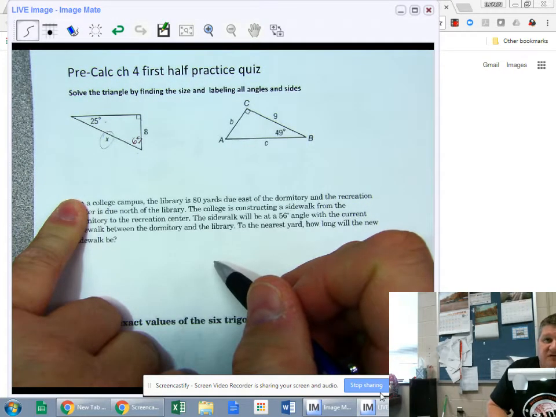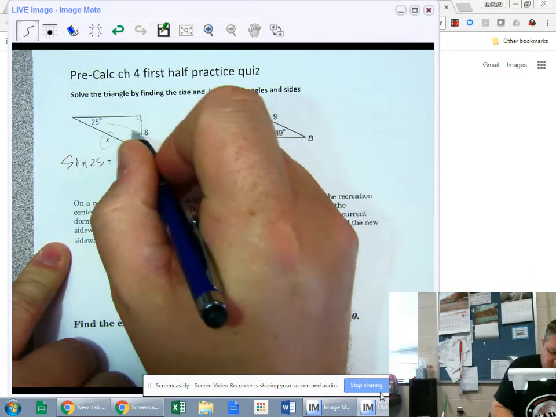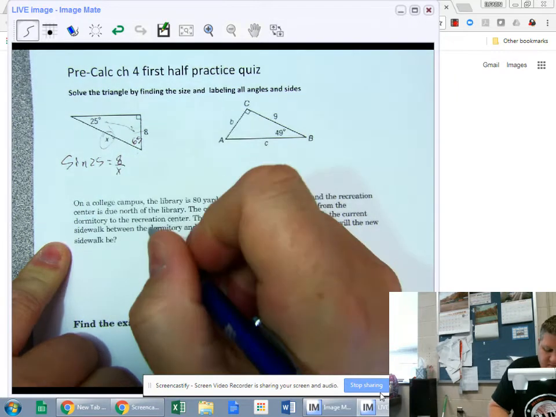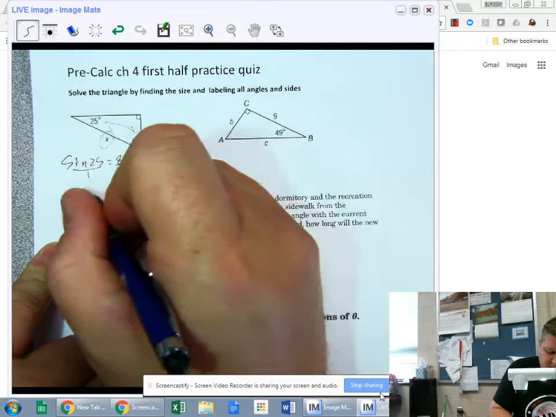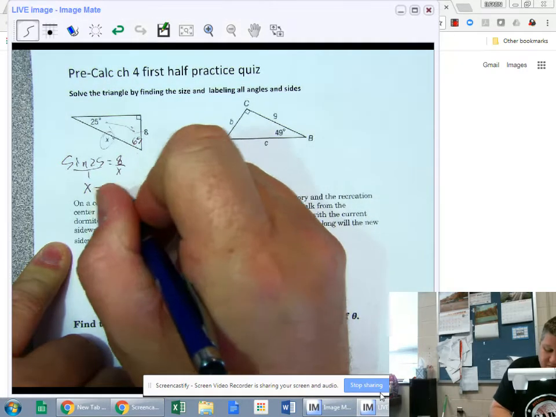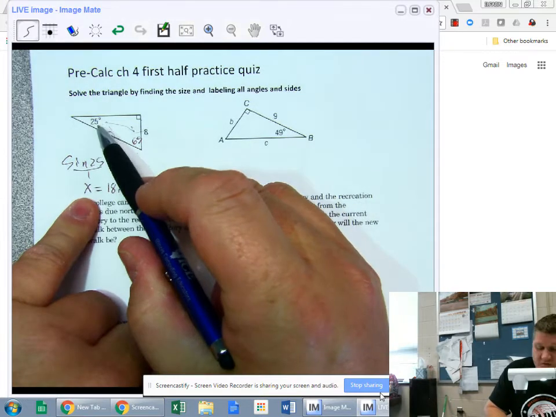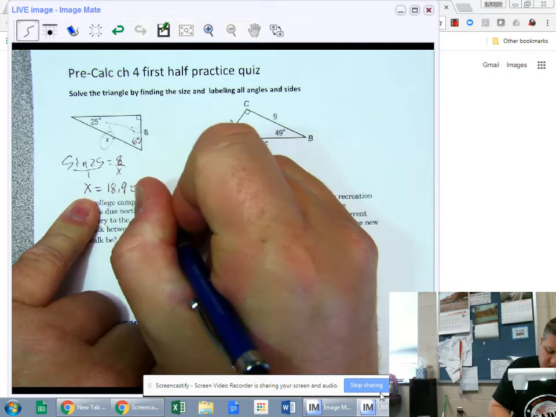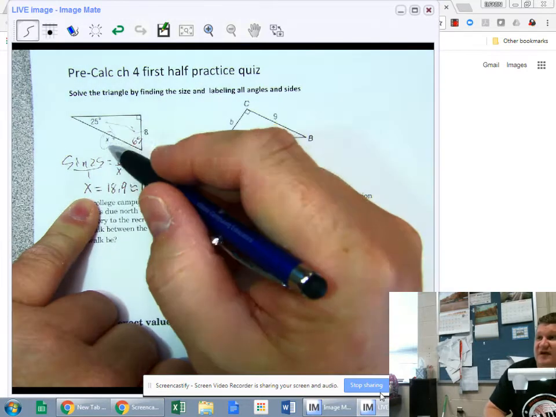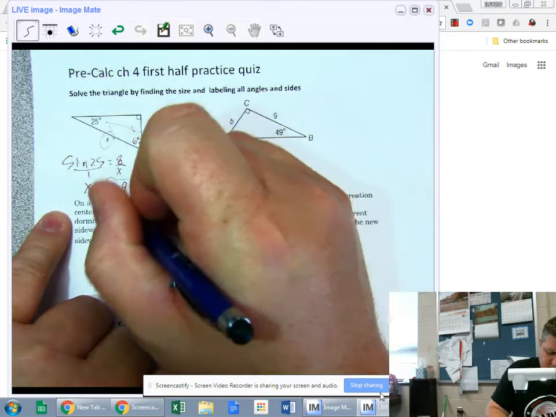Best way to find x is sine. So I have sine of 25 equals 8 over x, because it's opposite over hypotenuse. If I cross multiply and solve, I'm going to get x equals 18.9. Now, that's okay because this is not one of our normal triangles. But if you put, say, 19, that's totally fine in this case because there are no other decimals here. If it's an exact triangle, what kind of answer do you have to give me? Exact. Very good. So either one of those would work.